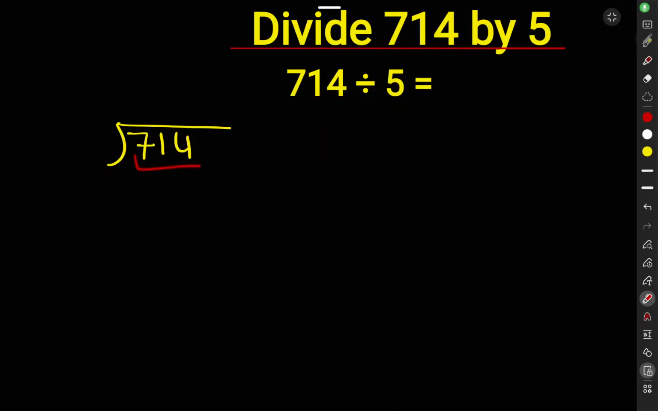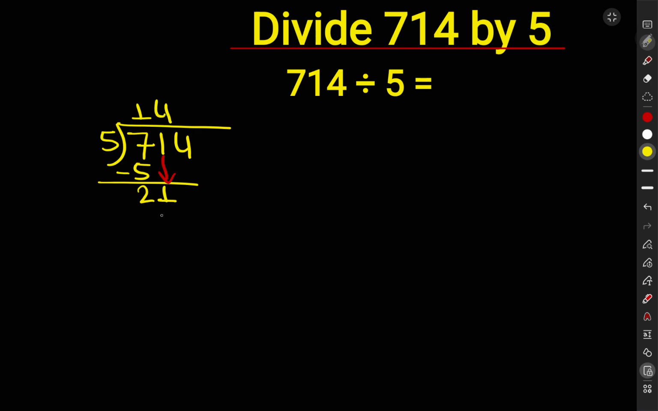Divide 714 by 5 in long division method. 5 times 1 is 5. On subtracting we get 2. So now we put down this 1 and it is 21.